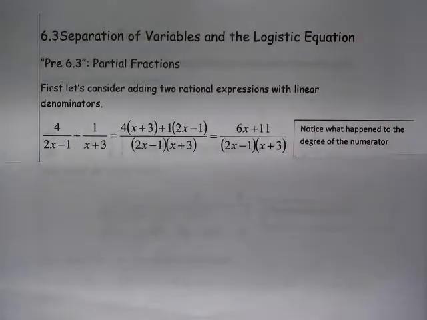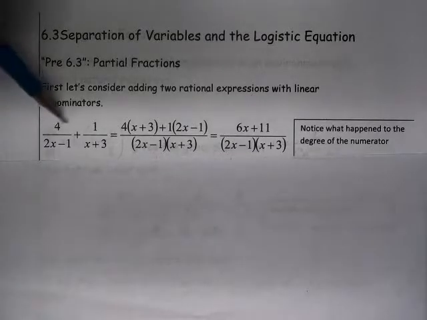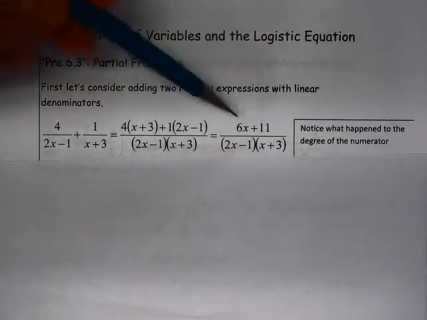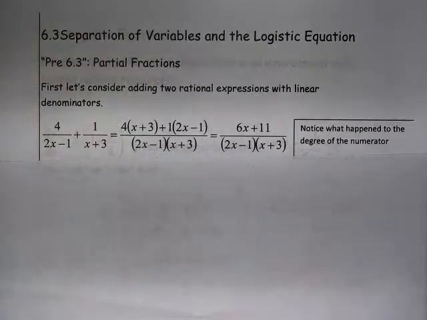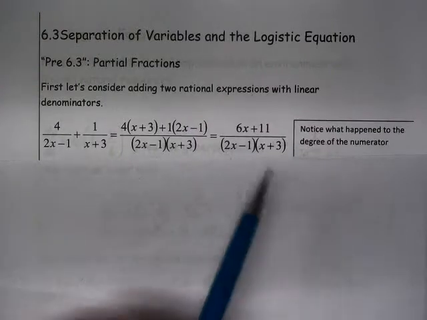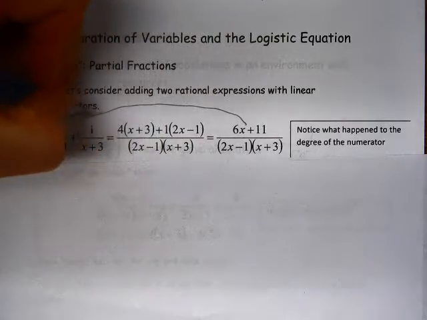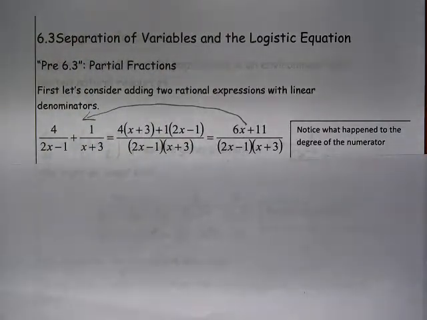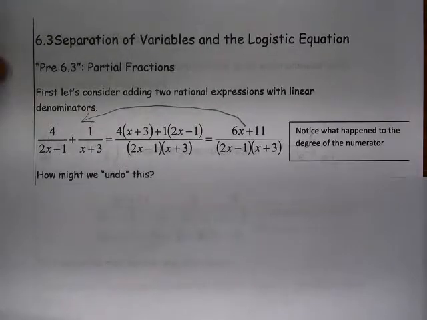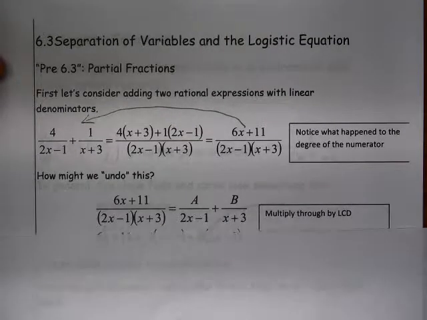So notice that we started out with just constants as our numerator, and we ended up with a linear numerator. Okay, so really what we're going to do with what's called partial fraction decomposition is we're going to start with a problem like this, and we're going to split it up into a sum of two rational expressions. All right, so we're going to undo that. So here's what we're going to do.